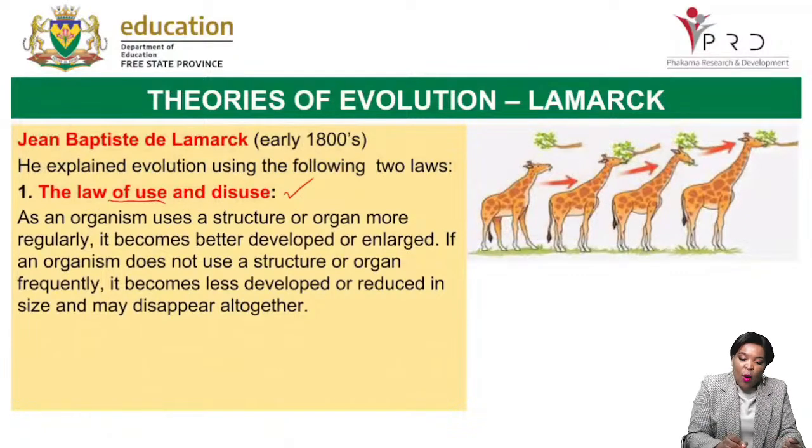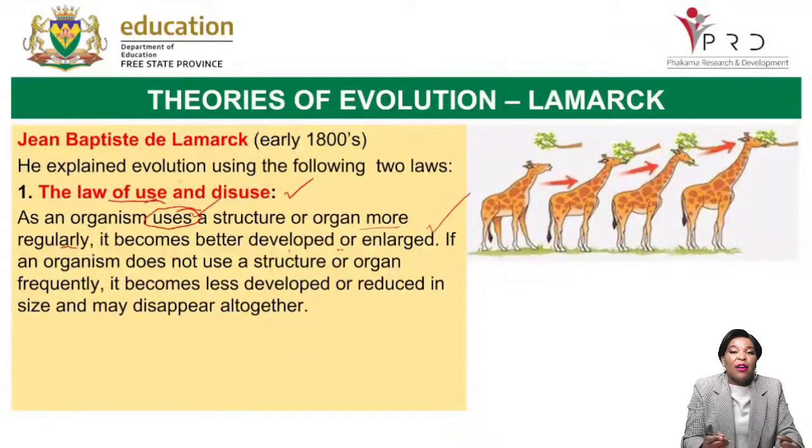It says that when an organism uses a structure or an organ more or regularly, it becomes better developed or it is enlarged. So you see, this is the use. You've explained the use part of the law. And then you come to the disuse part. You still need to explore the disuse part. What does he say about an organism not using an organ or a structure?